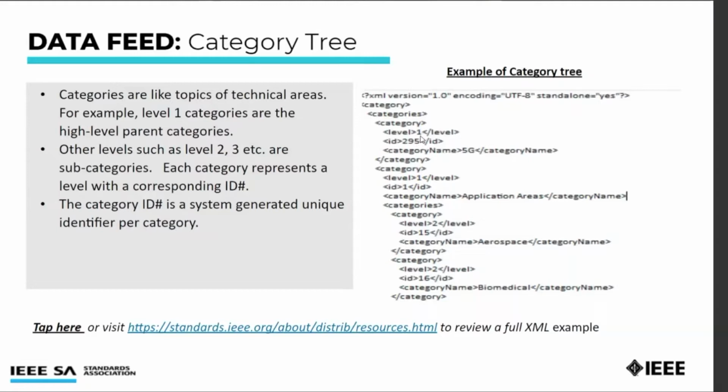In the example shown here, 5G and application areas are both level 1 categories, with level 2 subcategories aerospace and biomedical. Each of the levels are identified by unique identification numbers found in the ID tags.